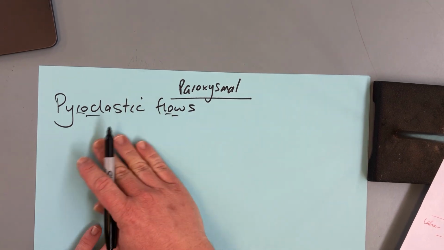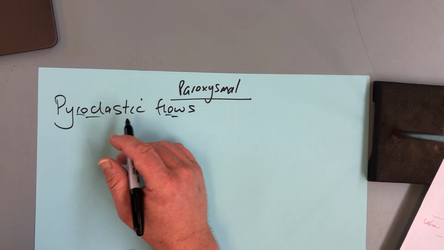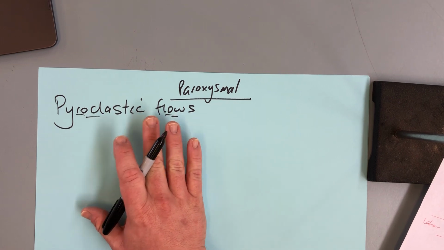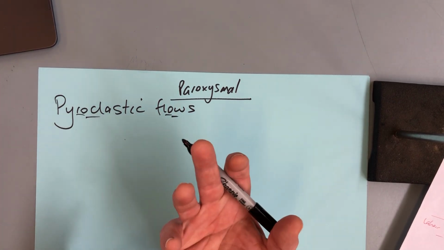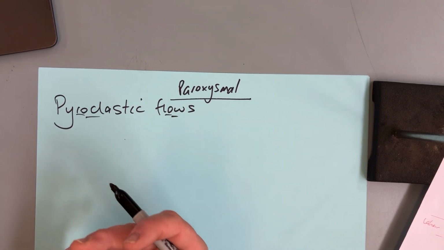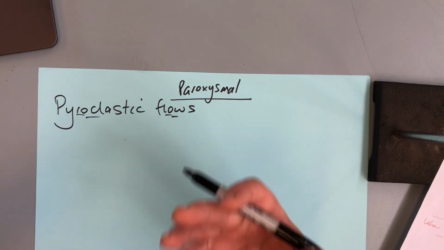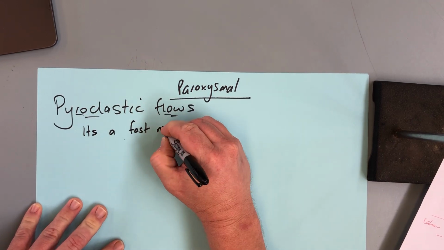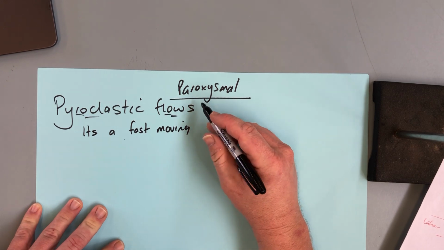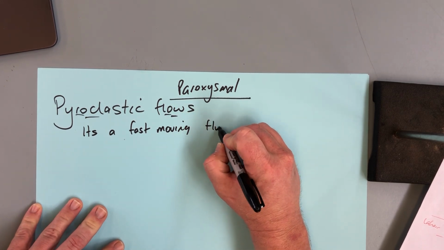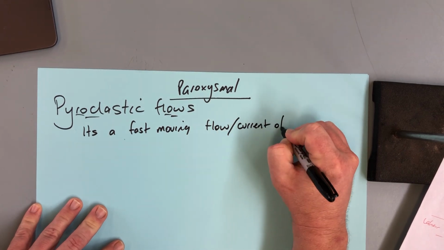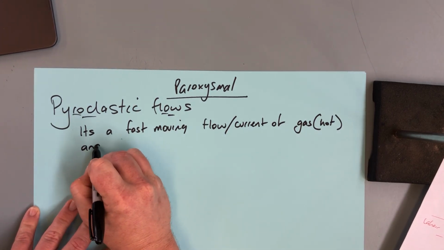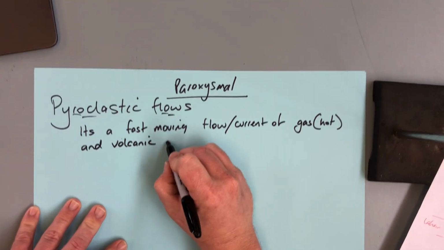Now, there's two types of pyroclastic flows. Well, actually, maybe I should tell you what a pyroclastic flow is beforehand. A pyroclastic flow is, I guess you could say, an avalanche or a landslide, but instead of rock or ice, it is hot ash and tephra, hot ash and volcanic material. So it's a fast-moving flow or current of gas, and that's hot gas, and volcanic, let's call it matter.